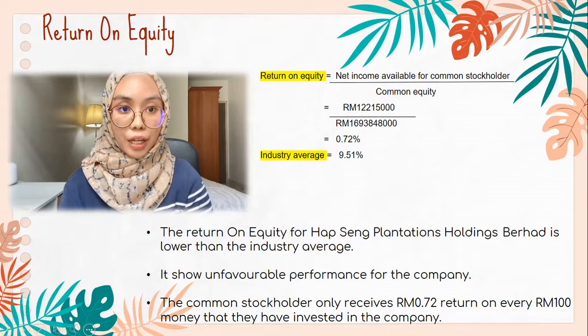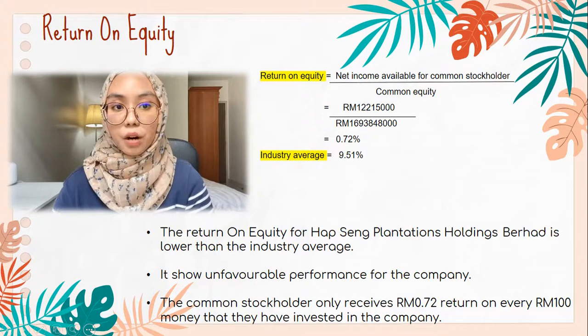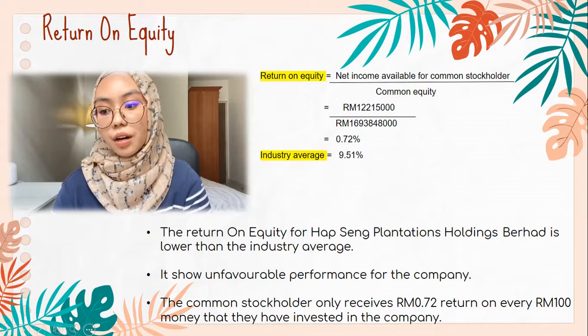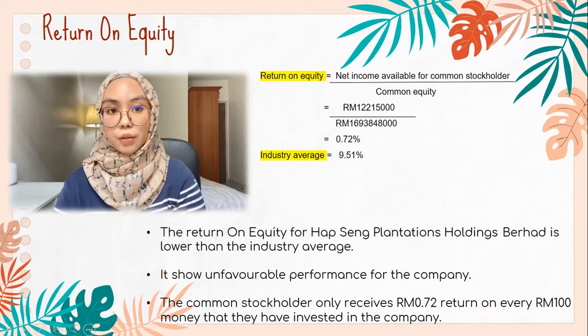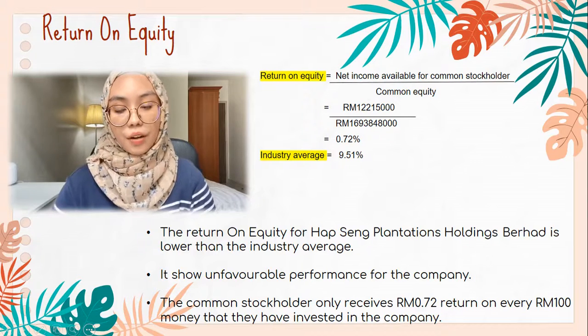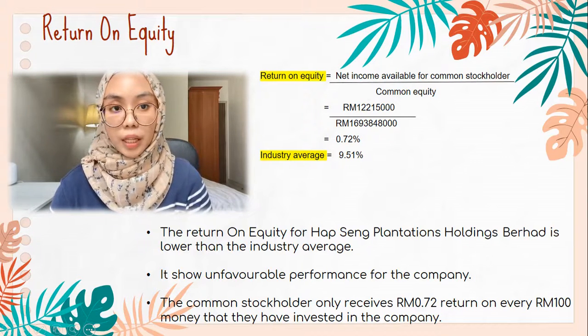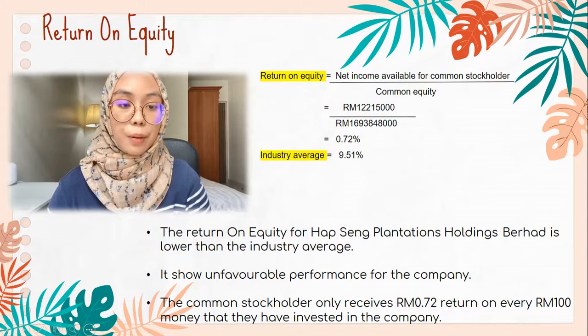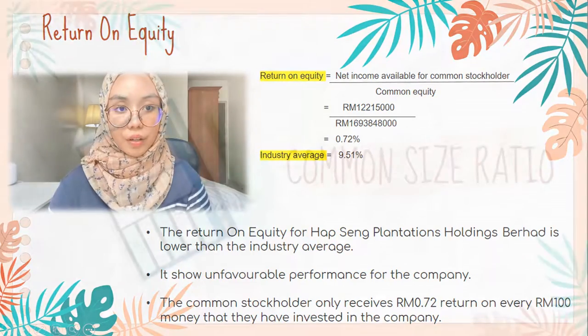their equity. One of the possible causes of the lower return on equity is the inefficiency in generating the return from cash it received from the stockholders. Therefore, to improve the return on equity, Hap Seng Plantations Holdings Berhad can increase its productivity. Besides, they also can improve their assets turnover.